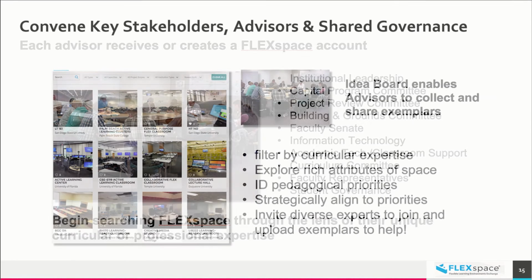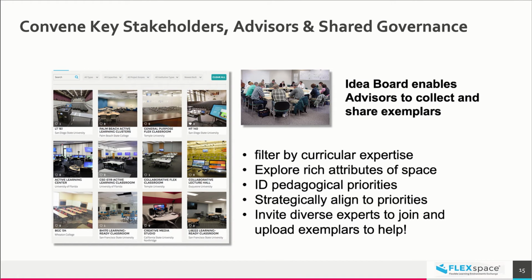Everyone at the table is either provided a FLEXspace account or creates one during the first convening and is instructed to go through the collection to find examples through the lens of their disciplinary expertise. The next meeting becomes far more energized. The team adds rooms to a common idea board and can talk through the attributes of each space.